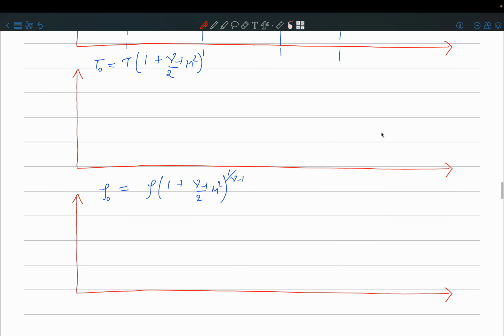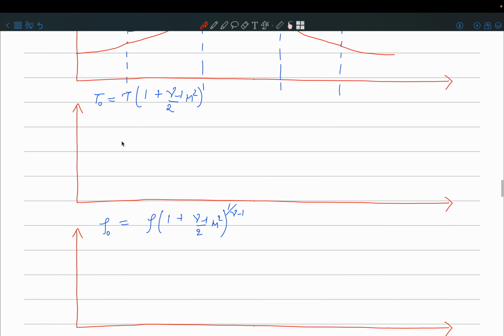Okay, so now we'll go ahead with the stagnation temperature plots. So what is going to happen in the diffuser? What will happen to the stagnation temperature? Any answer?